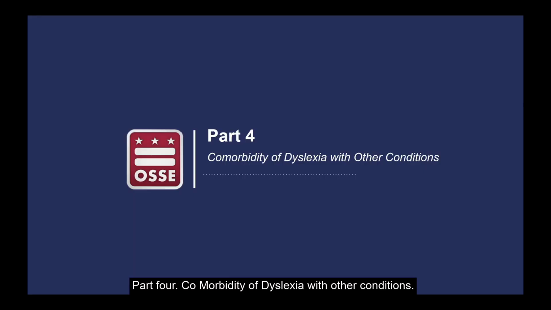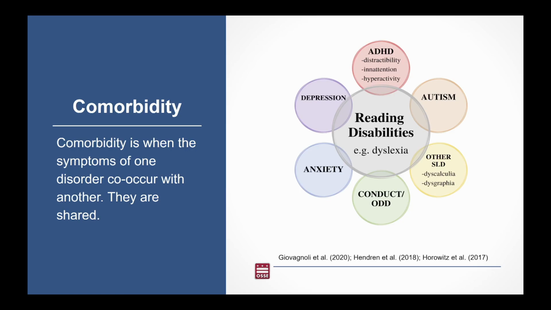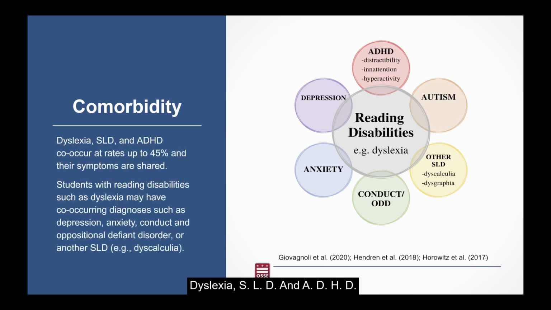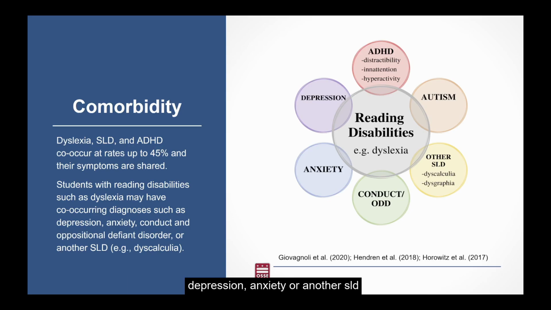Part 4, Comorbidity of dyslexia with other conditions. Dyslexia may be comorbid with other conditions. Comorbidity is when the symptoms of one condition like dyslexia co-occur or are shared with another condition. Dyslexia, SLD, and ADHD co-occur at rates up to 45% and their symptoms are shared. Students with dyslexia may have co-occurring conditions such as attention deficit hyperactivity disorder, depression, anxiety, or another SLD, such as dyscalculia, or mathematics disability.